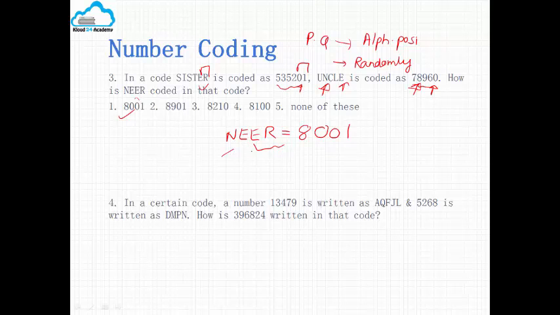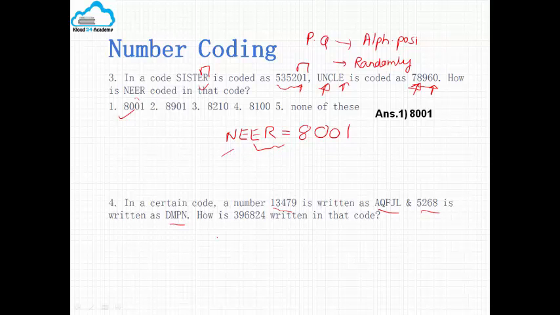So the answer is 8001. Next question, in a certain code, a number 13479 is written as AQFJL and 5268 is written as DMPN. How is 396824 written in that code? We can see the alphabets are not as per their positions. Like A is 1, okay. 3 is Q, which is definitely not Q's position.